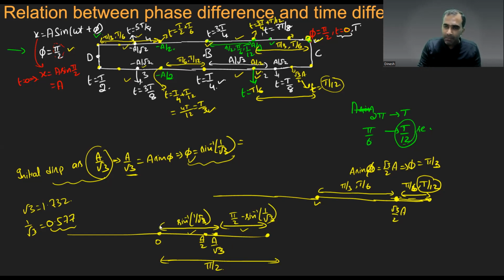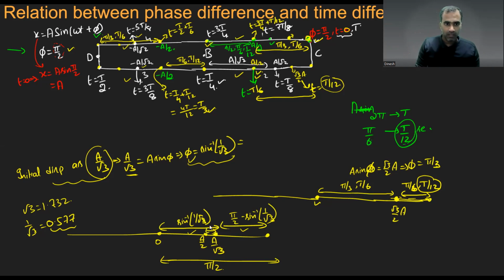Just understand the gap. What is the gap from the mean position? What is the phase distance? And from the extreme position, what is the distance? Only those two are important for us. Don't try to find the distance between these 2 points. You can find it, but it's not that required. It's not a big deal. You just need to figure out the phase difference and time differences.